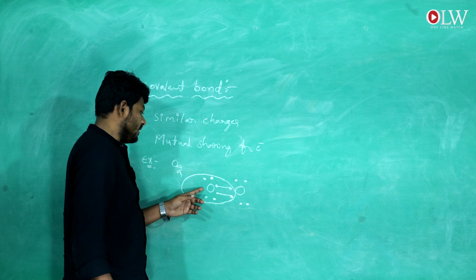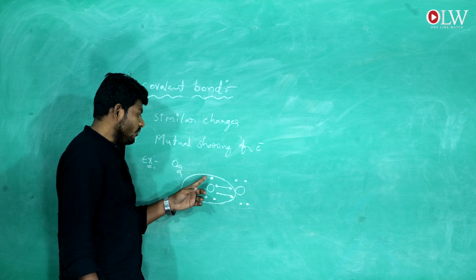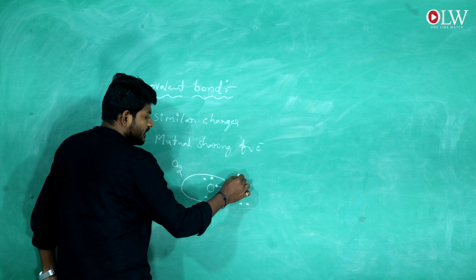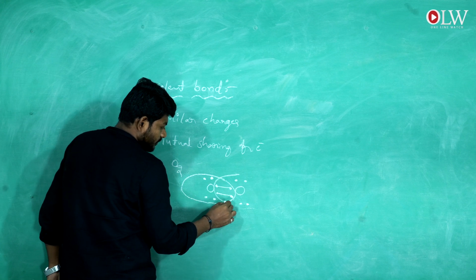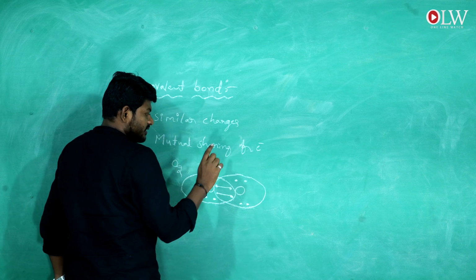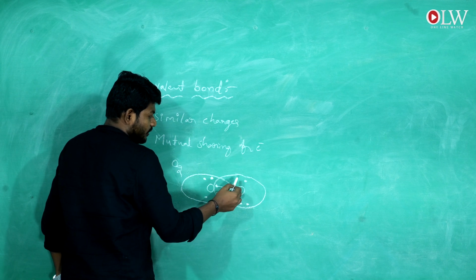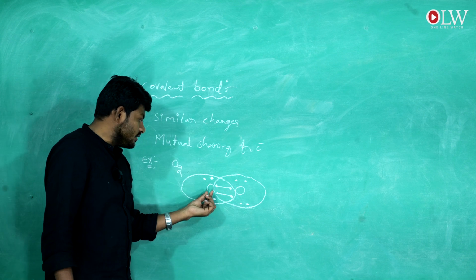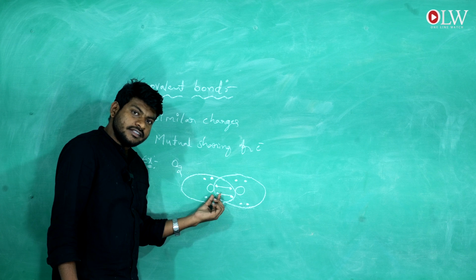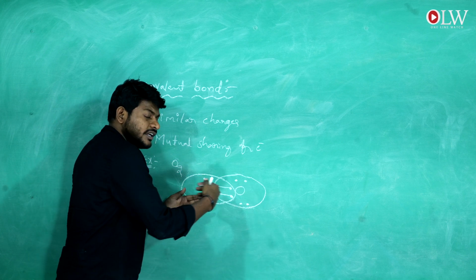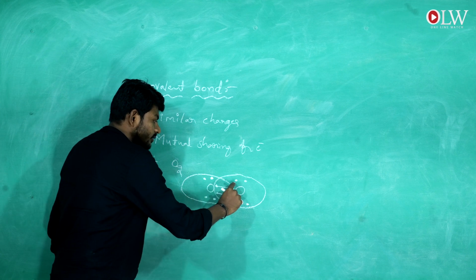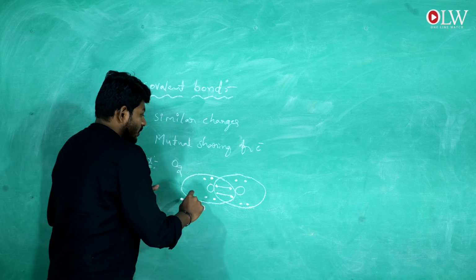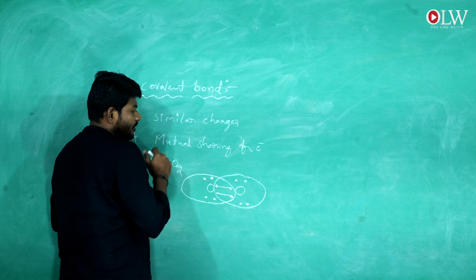Now see this oxygen atom contains 8 electrons in its outermost shell: 1, 2, 3, 4, 5, 6, 7, 8. At the same time, this oxygen also contains 8 electrons: 1, 2, 3, 4, 5, 6, 7, 8. So these two oxygen atoms individually contain 8 electrons in their outermost shell. So mutual sharing of electrons takes place. This oxygen donates to this one and this oxygen also donates to that one simultaneously. So this type of sharing is called mutual sharing.